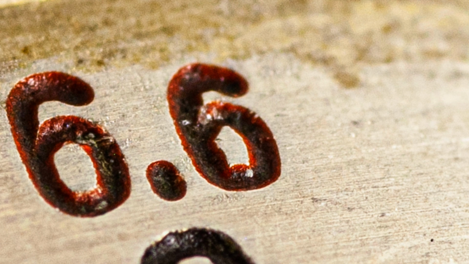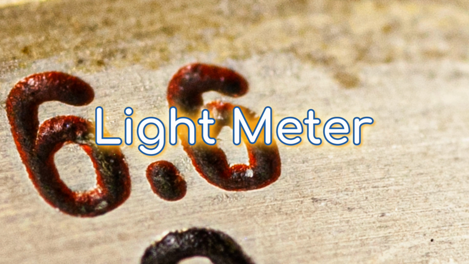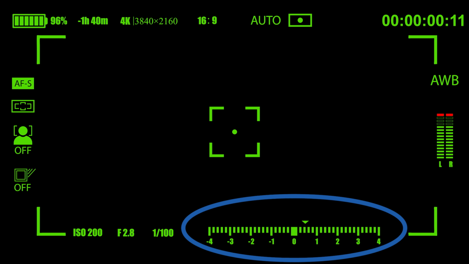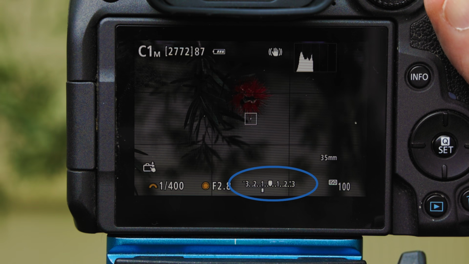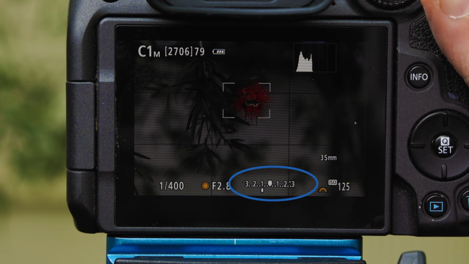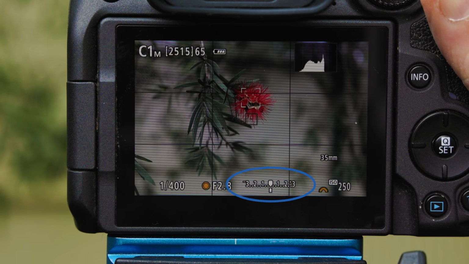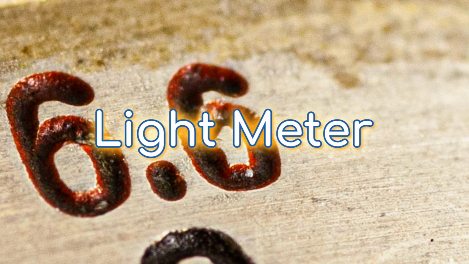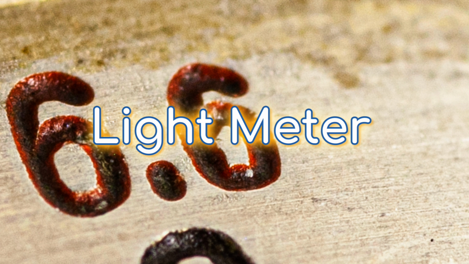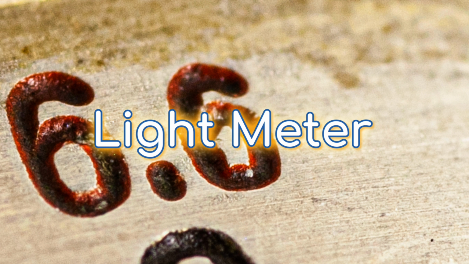Light meter. Light meter is the tool inside your camera that measures the brightness of a scene and suggests settings for proper exposure. The meter typically displays a scale that indicates whether your image will be underexposed, properly exposed, or overexposed. While helpful, it reflects an average reading, so creative adjustments are often needed depending on the scene.